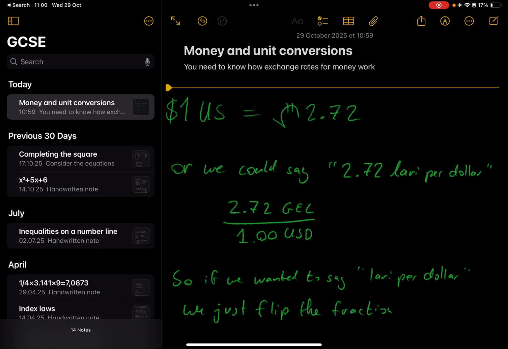What I want you to do today is money and unit conversions. So basically how exchange rates for money work, at a very simple level. At the economics level, it's much more complicated. And also how you convert units from one to the other.